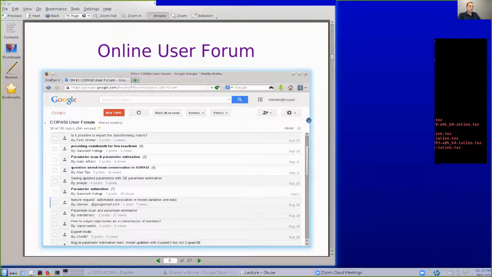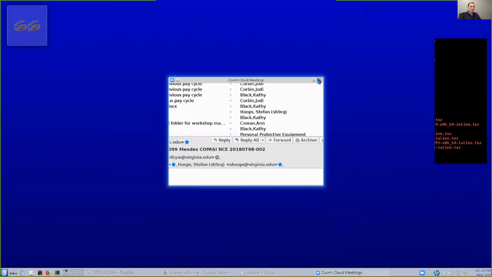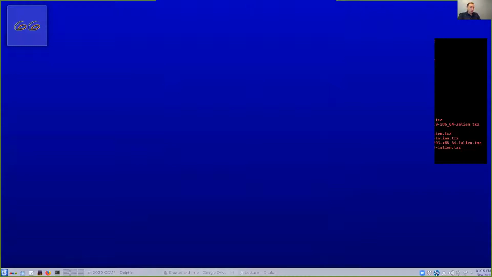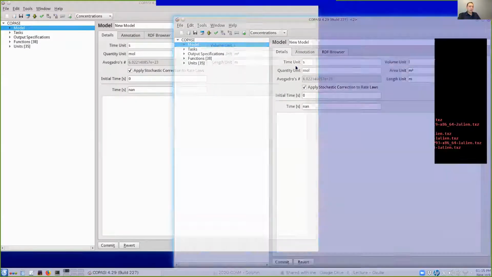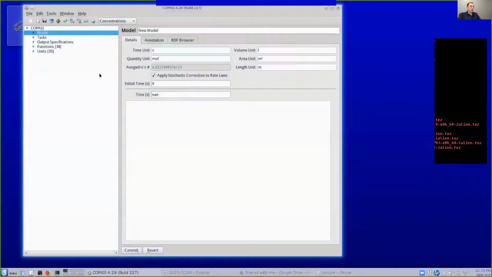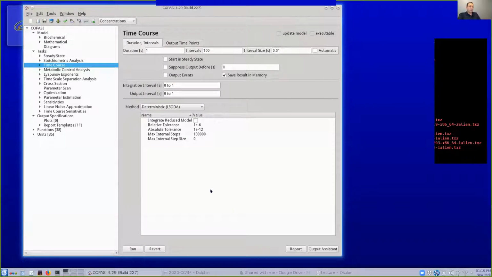So I am going to move on to start COPASI. Zoom is not letting me minimize things here. So what I'm going to do is I'm going to start COPASI. I'm going to start the version that I mentioned, the new one. And here it is. This is the front end. You have basically all the features that you access are here on the left. And then whenever you click one of those, you'll get the appropriate pane on the right here updating.